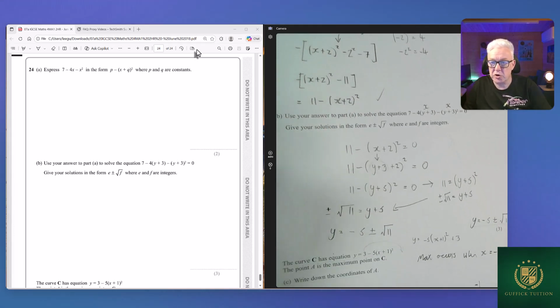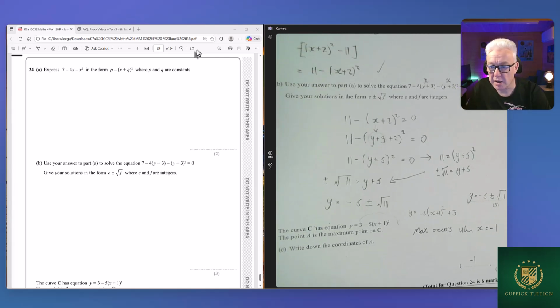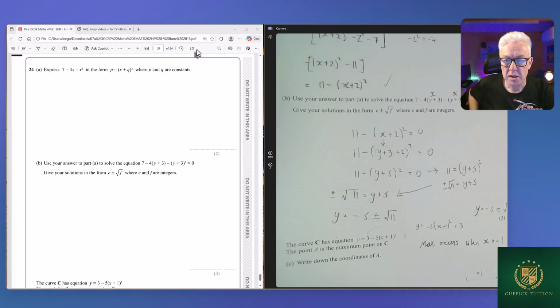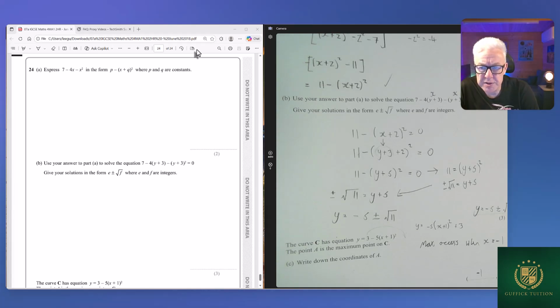Now this is the super tricky grade 9 idea we've got going on here. Use your answer to part A to solve the equation 7 minus 4 times (y add 3) minus (y add 3) all squared equals 0. Give your solutions in the form e plus or minus root f, where e and f are integers.